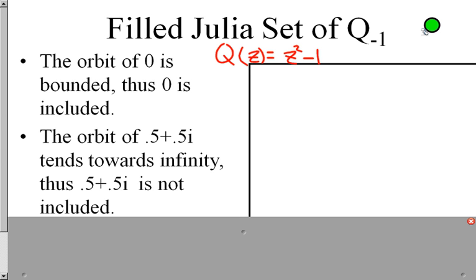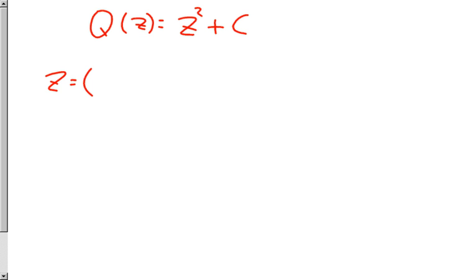I don't know. Well, how do we test? We better test some of the different seeds. Now, let me try to generalize something. Given the function q of z, which is equal to z squared plus c, my z, the input, is a plus bi, correct?